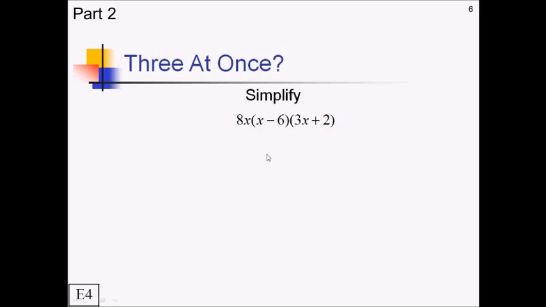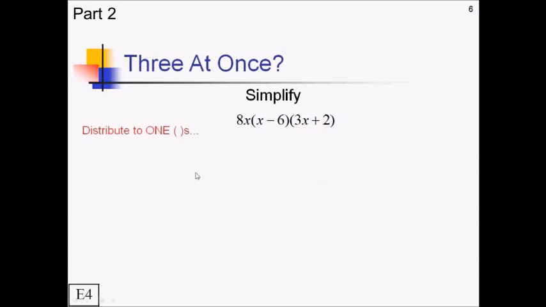A lot of people are tempted to try to distribute this 8x to all of these parentheses, but that's not mathematically correct. Think of this as if this was like 8 times 2 times 4. You're not going to multiply the 8 by the 2 and the 4, right? You're just going to multiply the first 2 things together, get an answer, then you're going to multiply that by the next thing. And you could just keep going from left to right, multiplying 2 things together at a time. That's what we're going to do here.